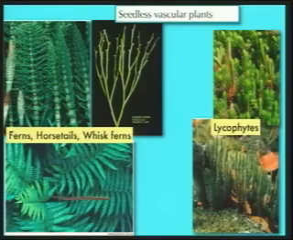Now the ferns and relatives are about 10 times as diverse as the lycophytes in terms of recognized species. There are about 12,000 rather than 1,200 species recognized of the ferns. And they span a really wide array of morphologies, as you can see here.